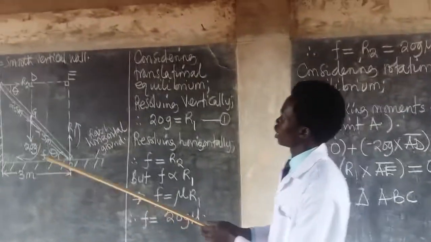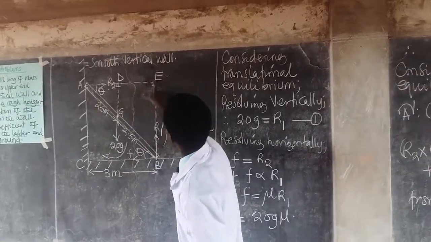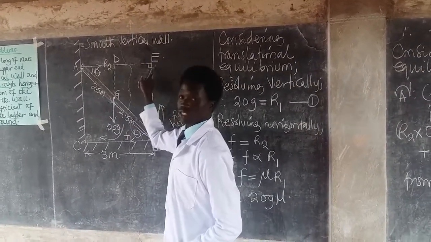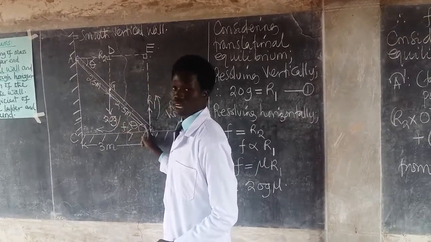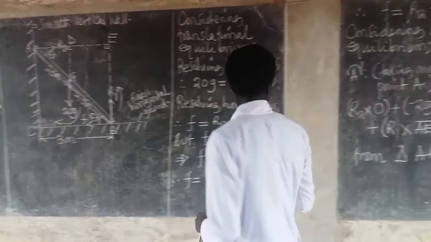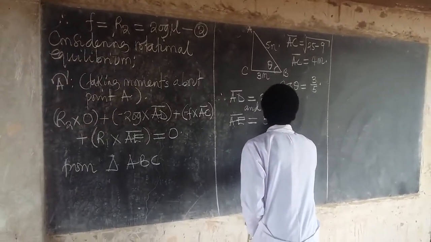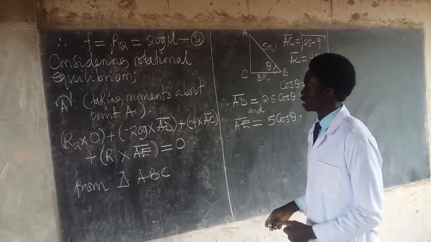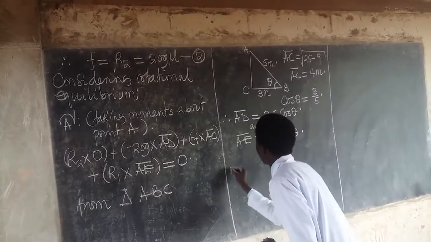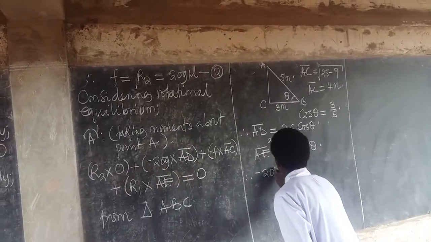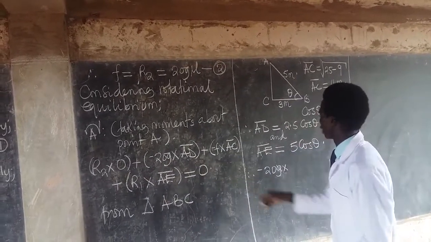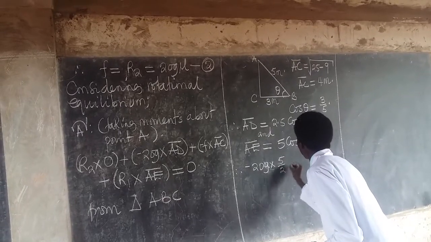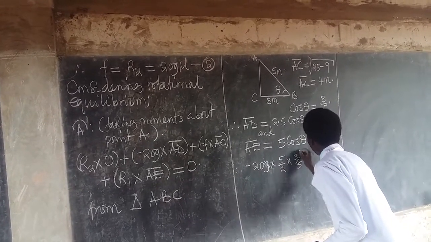And of course, the last length, which is AE, you are considering the big triangle now. AE is adjacent to angle theta. So AE is going to be the whole length, 5, times cosine of theta. So I'll come back here and replace all what we have got. This is going to be 0, and I will have negative 20g times AD. AD is 2.5, which is the same as 5 out of 2, times cosine of theta, which is 3 out of 5.